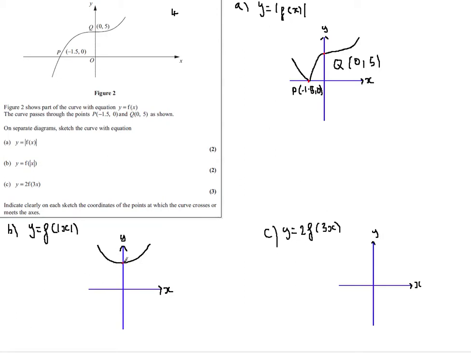And obviously P disappears because there is no P. P is a negative value, and therefore it disappears. And we are left with Q.